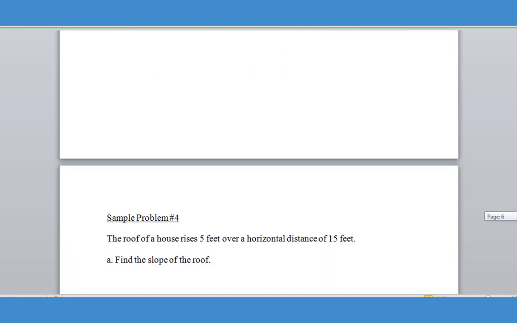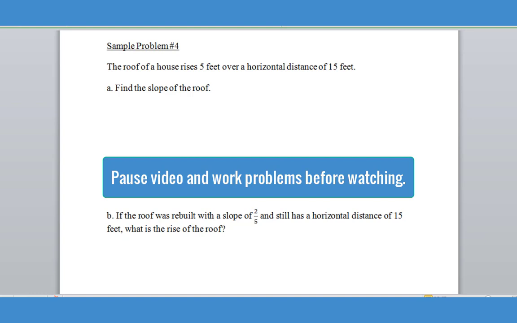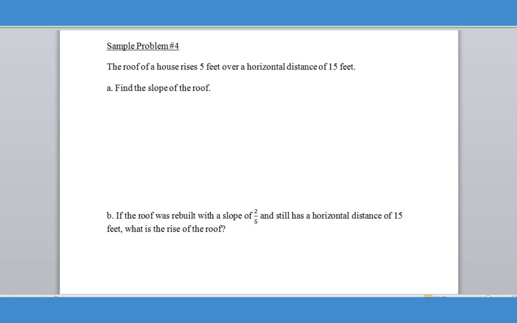So let's take a look at one for yourself. So sample problem 4, why don't you go ahead and pause the video and take a little time to work this problem and see if you can figure it out.